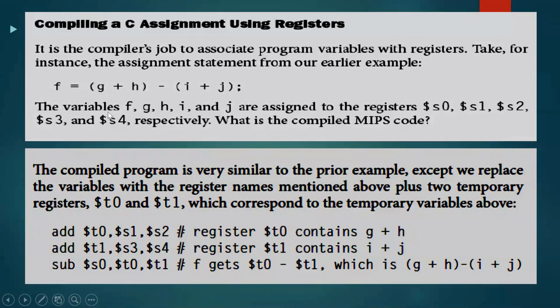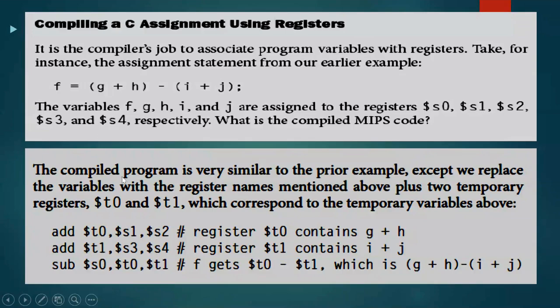Normally all these variables are going to be stored in registers, that is $S0, S1, S2, S3, and S4. They are asking what the compiled MIPS code is. So first, you're going to perform the first operation, that is add g plus h, and store it in a T0 register. G, H, I, and J are stored in S0, S1, S2, S3, and S4, as indicated here.